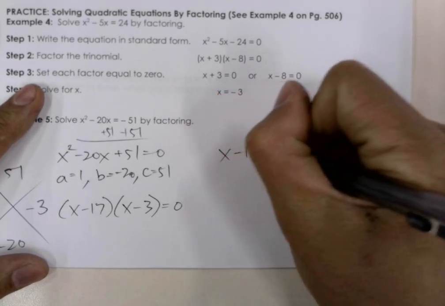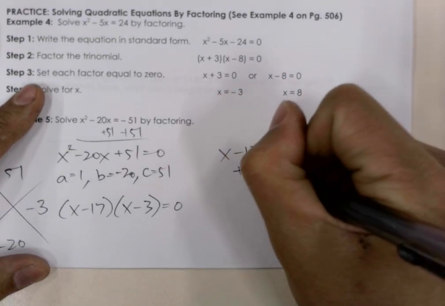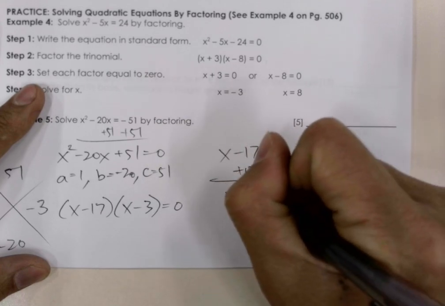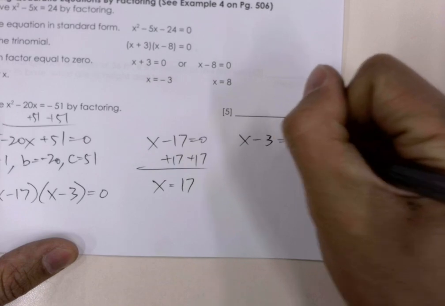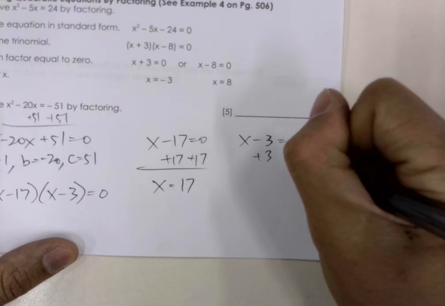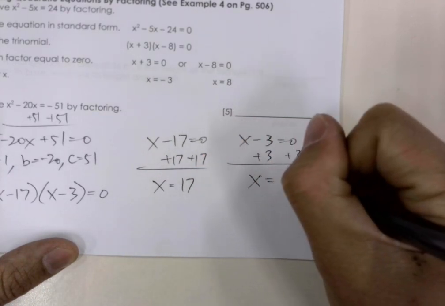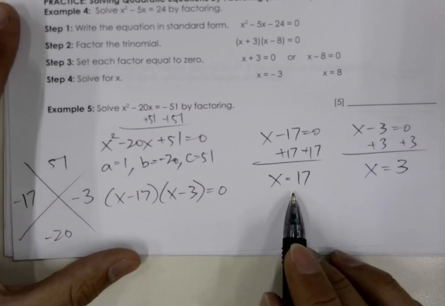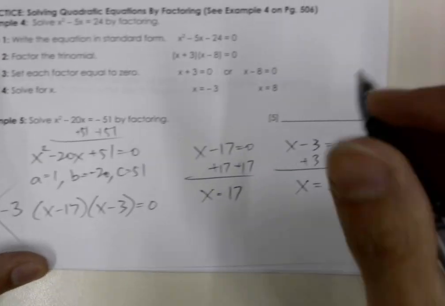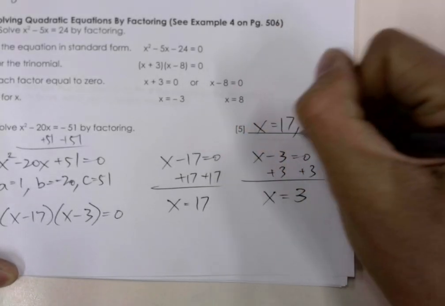X minus 17 is equal to 0. We're going to add 17 to both sides, and we'll get x is equal to 17. X minus 3 is equal to 0. We'll add 3 to both sides, and we'll get x is equal to 3. Okay. So x is equal to either 17 or 3. And I'm going to write that up here as x is equal to 17 or 3.